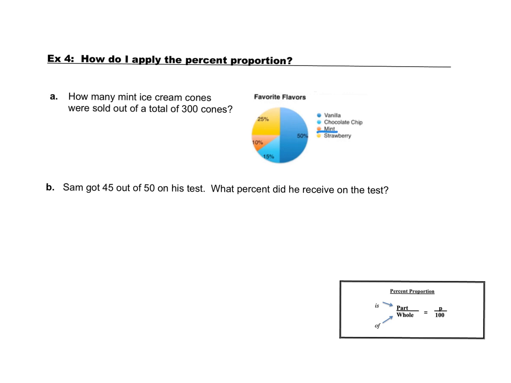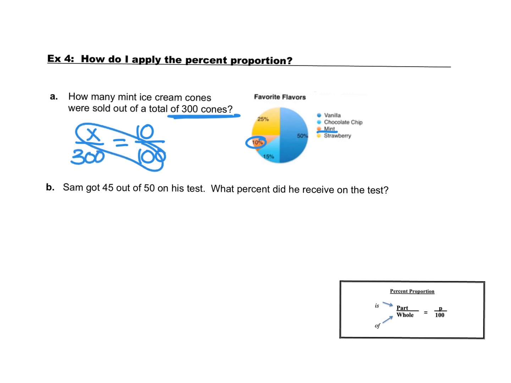So our mint chocolate looks like it's the orange right here. So I'm going to set up my proportion, and we have 10%. So 10% of the cones that are sold are mint chocolate. And then we're given the total. The total is 300 cones. So we're looking for the part.